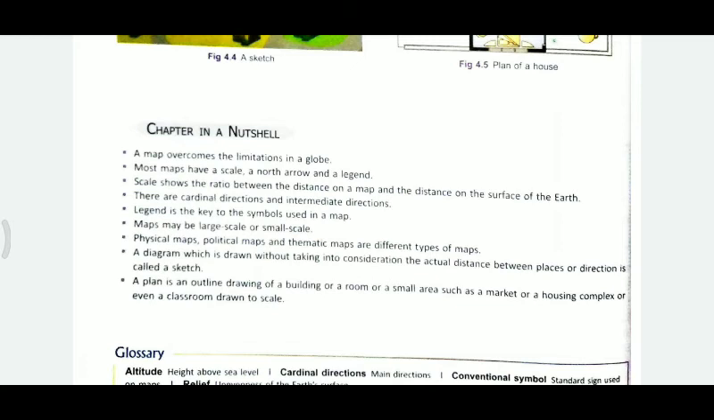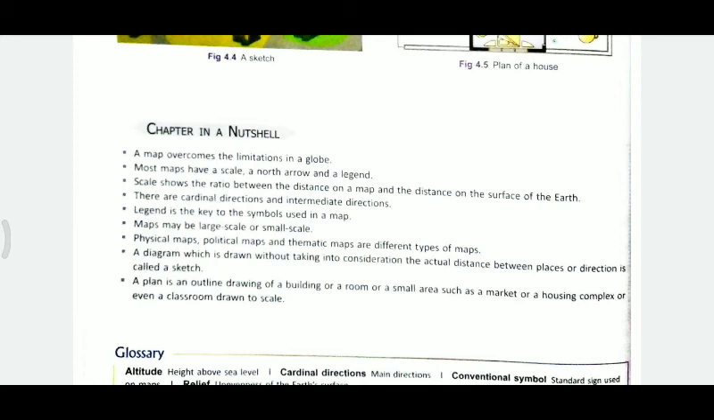Second, most maps have a scale, a north arrow and a legend. So student, mostly maps have a scale, a north arrow and various legends. They describe other things like schools, railway stations, hospitals, etc.